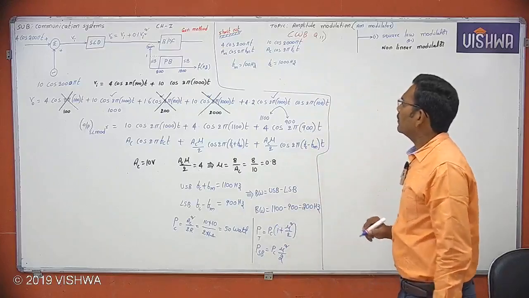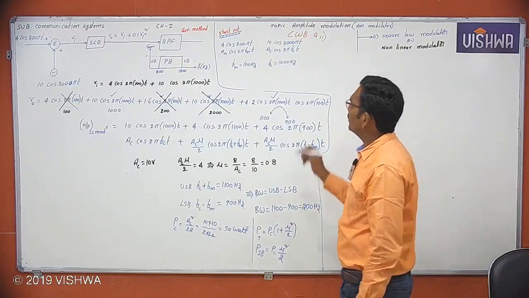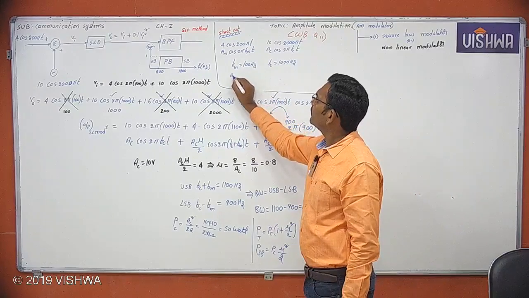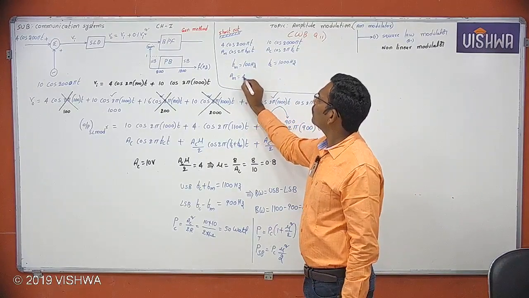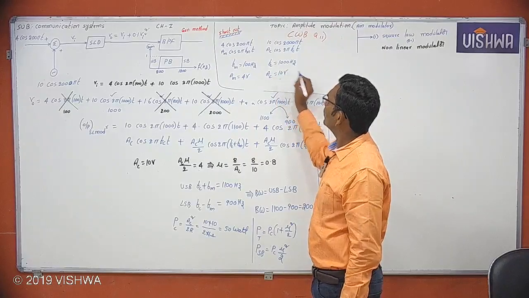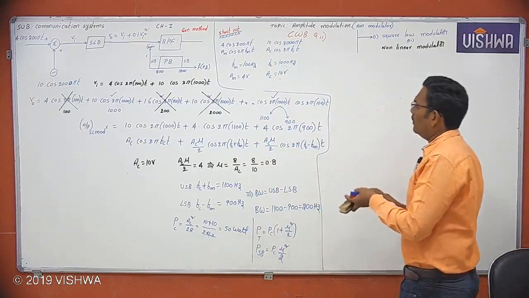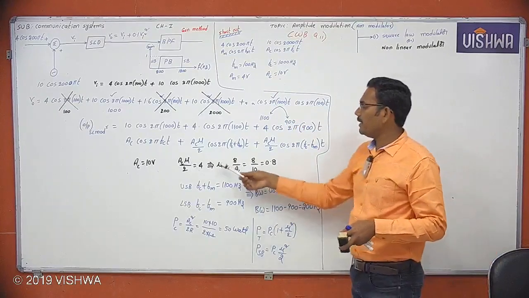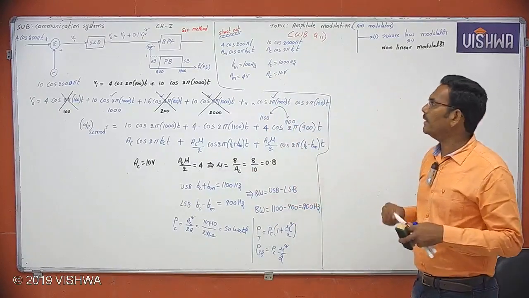Now this is the carrier frequency. What is Am? Am is equal to 4 volts. What is Ac? Ac is equal to 10 volts. Now, for finding everything we require the modulation index. How to get that? Yes, you can get it.